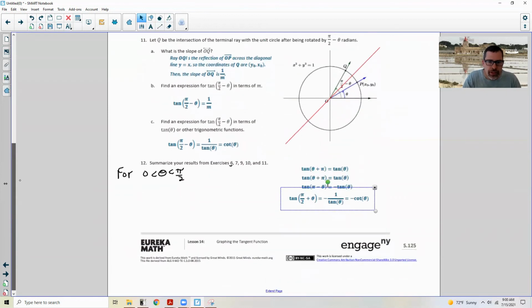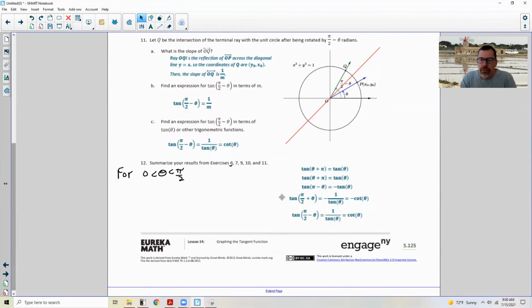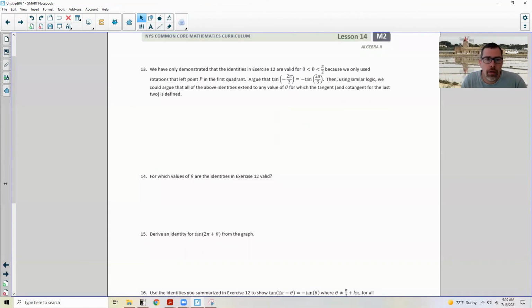All right, and finally, number 11, part C says the tangent of pi over 2 minus theta is equal to 1 over the tangent of theta, which equals the cotangent of theta. So there is our summary of what we have discovered in this lesson. All right, page 6, number 13.